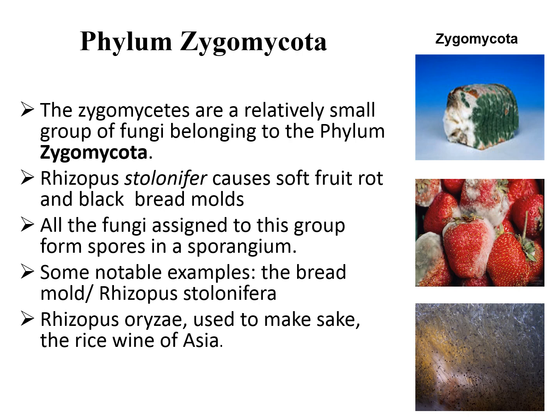The zygomycetes are a relatively small group of fungi belonging to the phylum Zygomycota. They include the familiar bread mold Rhizopus stolonifer, which rapidly propagates on the surface of bread, fruits, and vegetables. All the fungi assigned to this group form spores in a sporangium. Most species are saprobes, living off decaying organic materials. A few are parasites, particularly of insects. Zygomycetes play a considerable commercial role. Rhizopus oryzae is used to make sake, the rice wine of Asia.